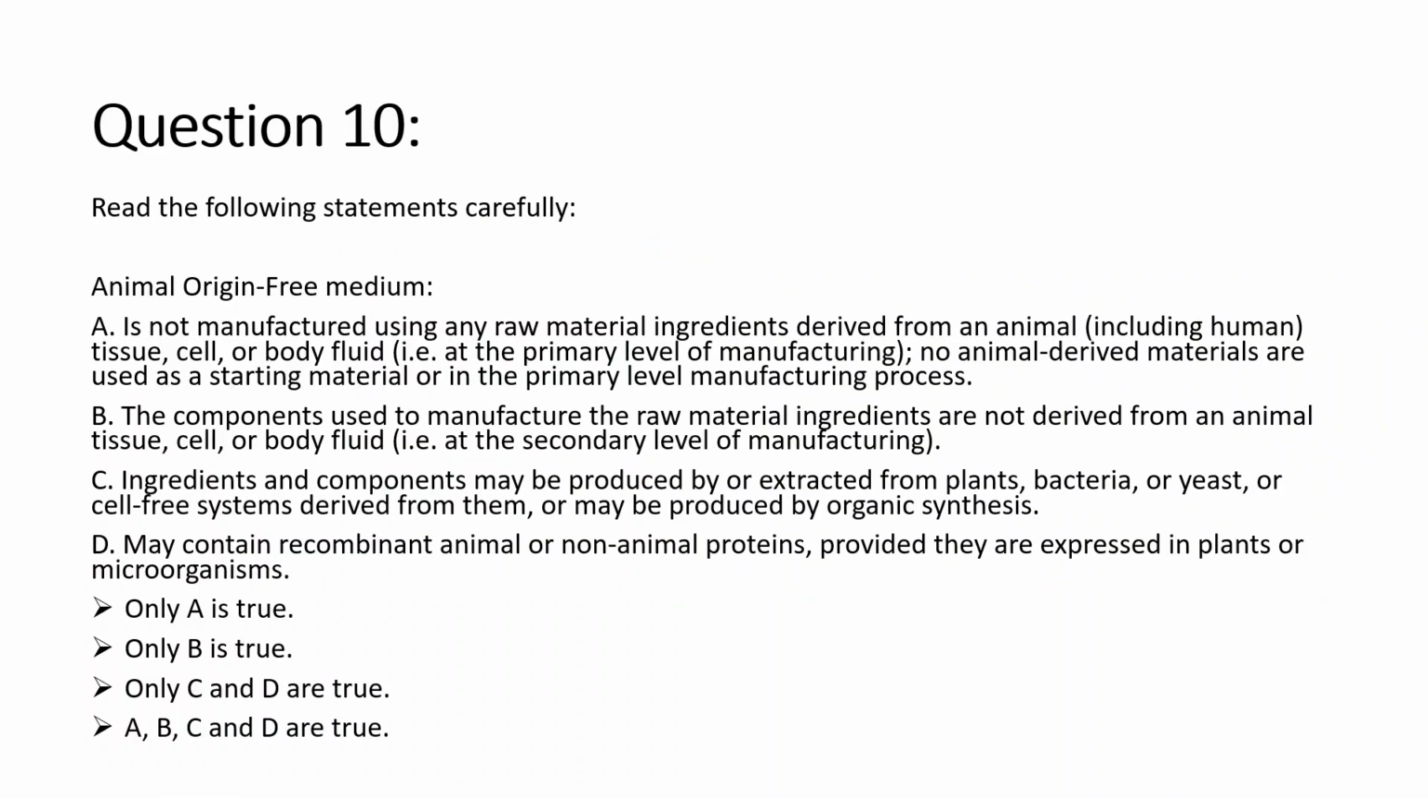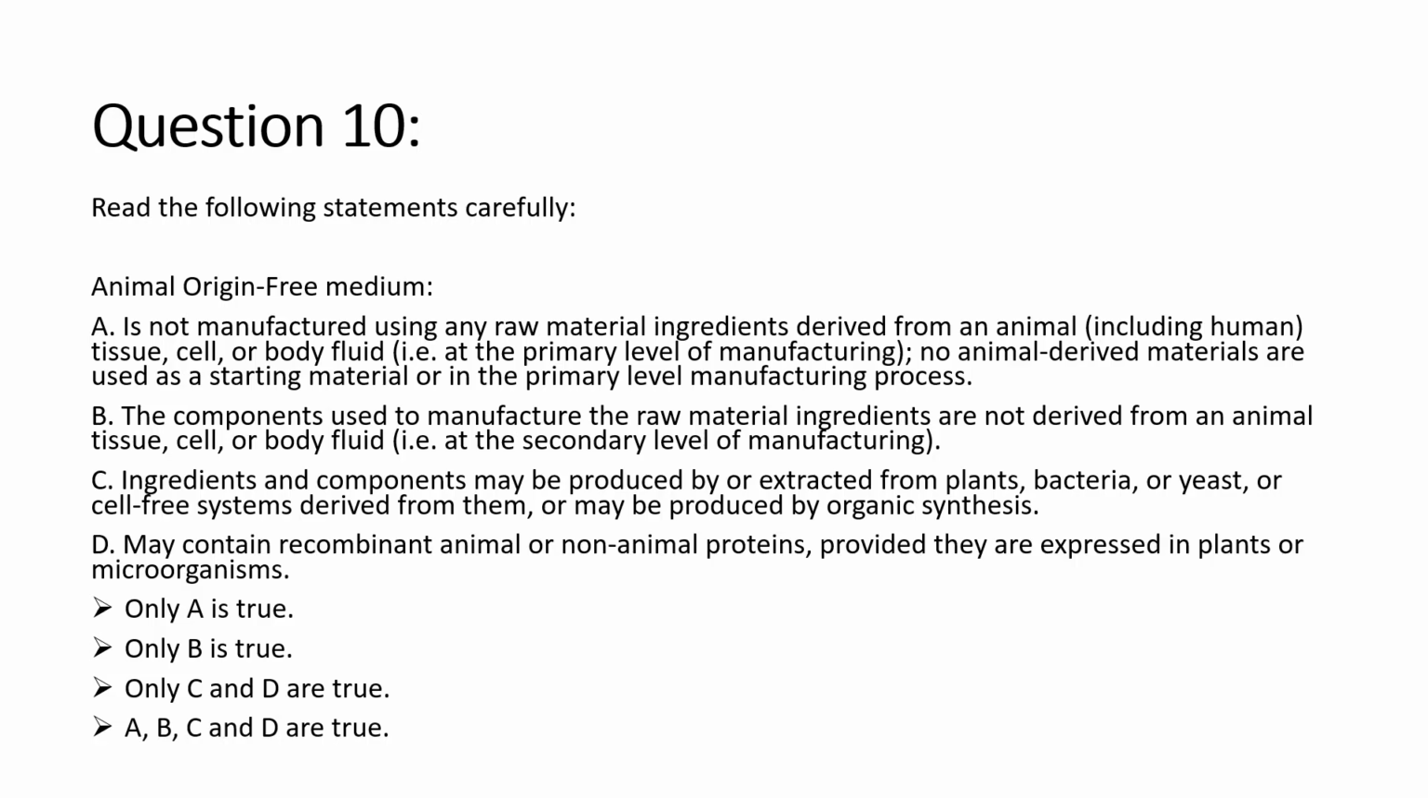Next, the last question, question number 10. Read the following statements carefully. Statement A: Animal origin free medium is not manufactured using any raw material ingredients derived from an animal, including human, tissue, cell, or body fluid, that is at the primary level of manufacturing. No animal-derived materials are used as a starting material or in the primary level manufacturing process.